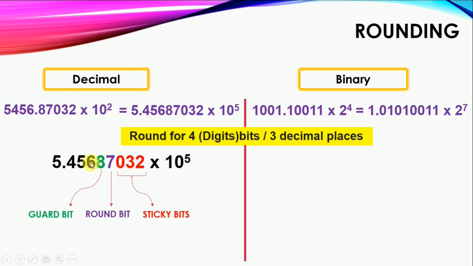Out of the required number of bits, my required number of bits to be rounded is 4. So I have to consider 5.456. The very first extra bit, apart from the required number, is known as the guard bit. The second extra bit is known as the round bit. The remaining extra bits are known as sticky bits. So based on these guard, round and sticky bits only, we are going to perform rounding.